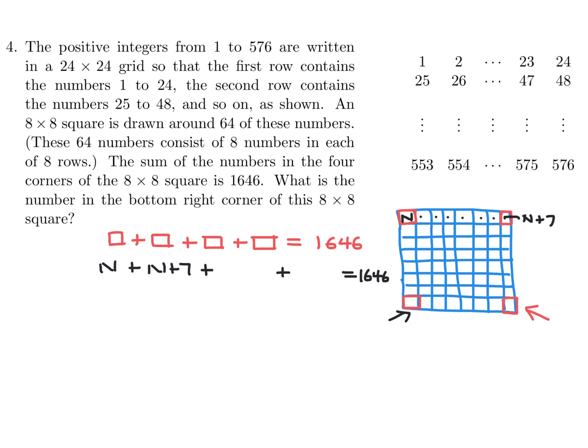Let me go back here, and maybe it'll help me if I look at the top one more time. 48, so it'd be 49, 50, all the way till, it's 8 wide, right? So it'd be 49, 50, 51, 52, 53, 54, 55, 56. Is that right? For some reason that doesn't seem right.